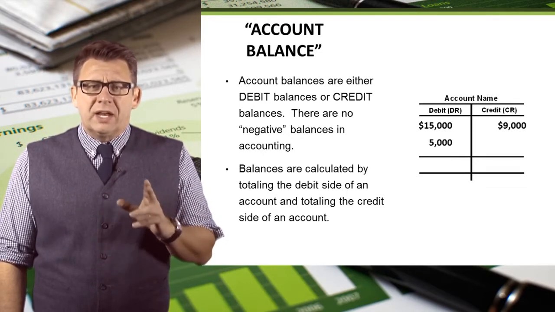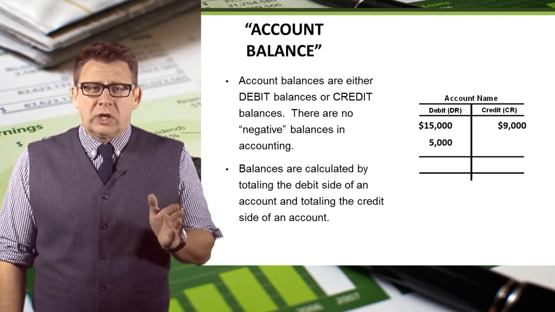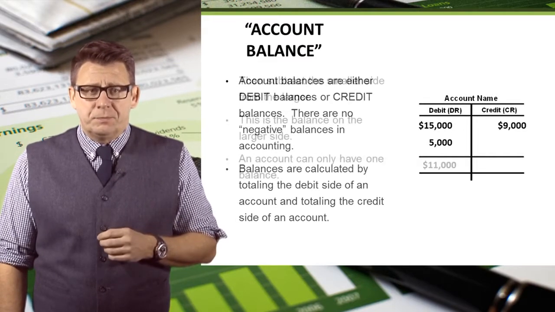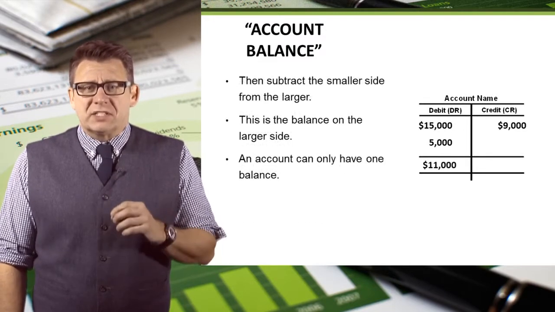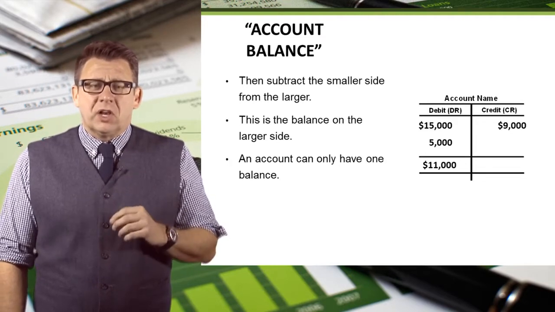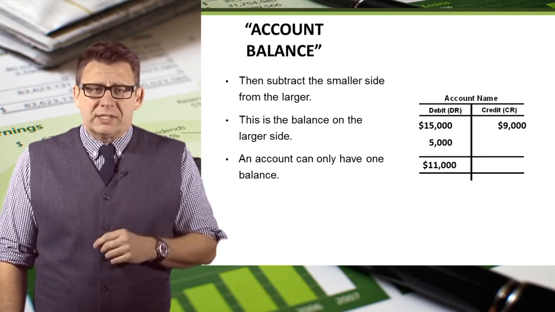There are no negative balances in accounting. Balances are calculated by totaling the debit side of an account and totaling the credit side of an account. Then subtract the smaller side from the larger. This is the balance on the larger side. An account can have only one balance.